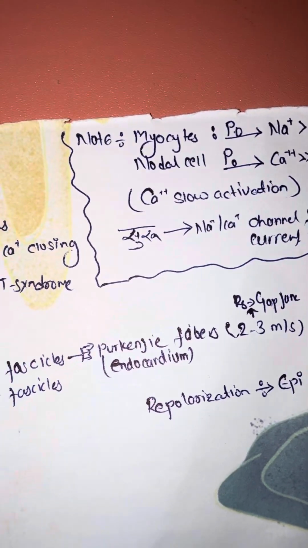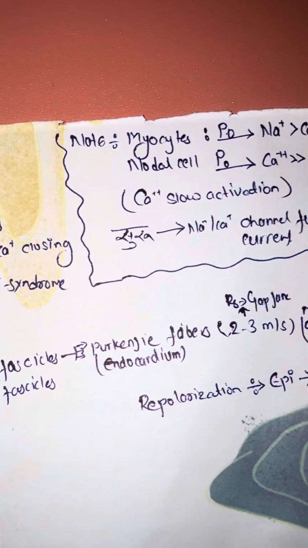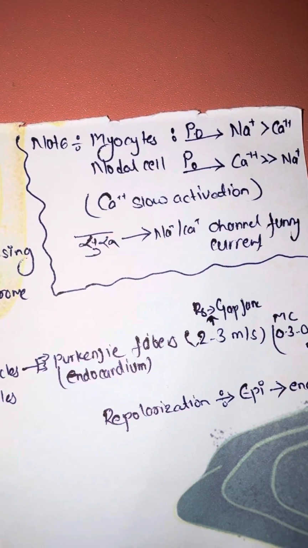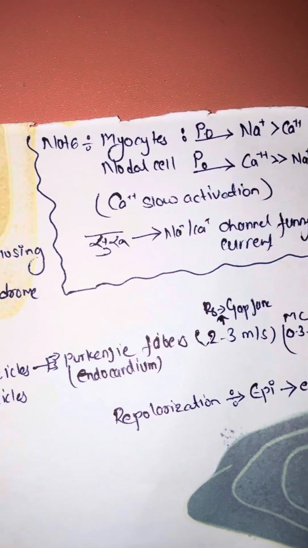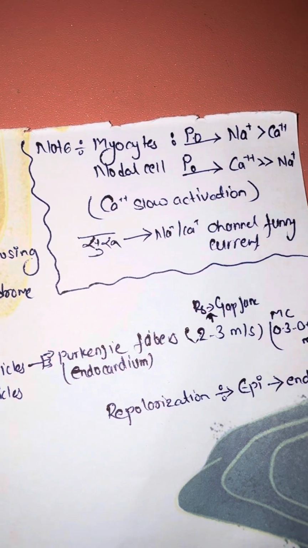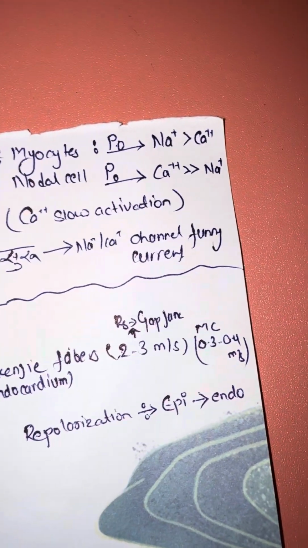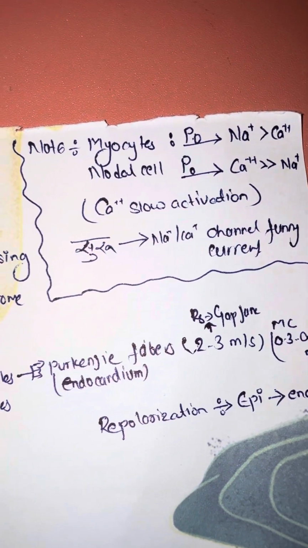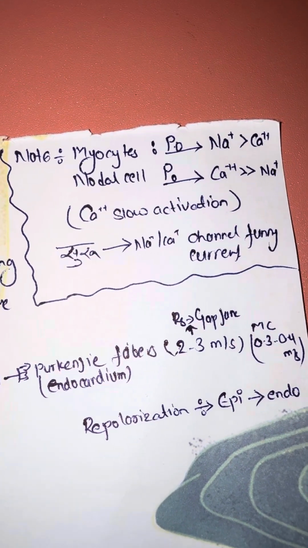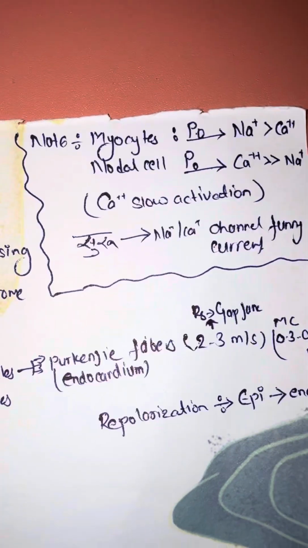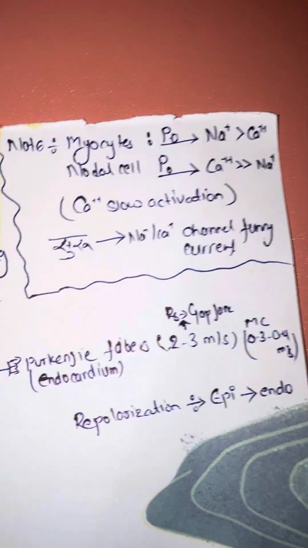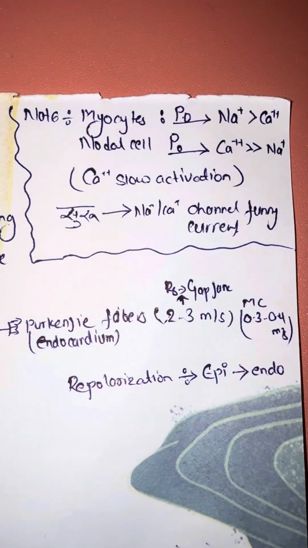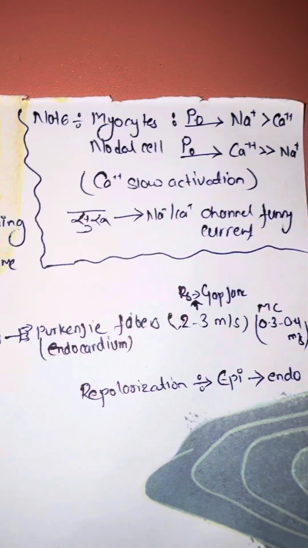And you have probably heard that the velocity of the impulse in the Purkinje fibers is the highest. It's about 2 to 3 meters per second. If you compare this velocity to the myocardial cell, which is only 0.3 to 0.4 meters per second, what's the reason for this? The velocity of the impulse in Purkinje fibers is high because of the number of connections present in the gap junctions of the Purkinje fibers. Lastly, what's the direction of repolarization? It's from epicardium to the endocardium.